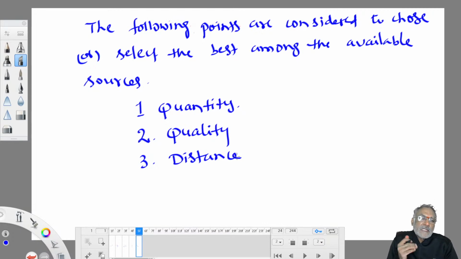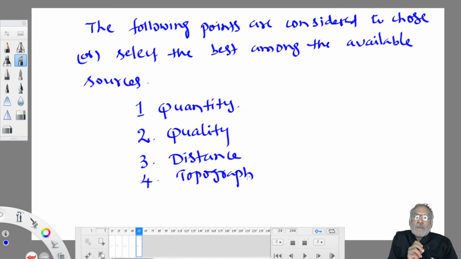If that is also matching and still many sources are left, then we consider the distance between source and supply. Whichever is close to you, the cost of conveyance will be less. If this is also satisfied, then we consider the topography between source and supply. Whichever has plain topography is easy to convey. If there is a big mountain between source and supply, then you have to dig a tunnel. That tunneling is a very costly affair just to convey water, so we try to avoid such things. Therefore topography is also important.